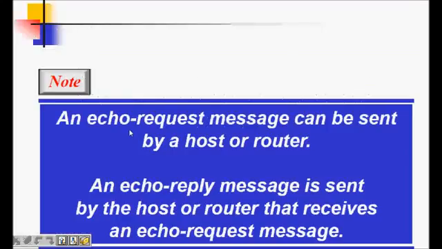Now we will look at the query messages. This will be in our next lecture. We will learn about the ICMP query messages that are used for debugging and error handling purposes. I hope you understand this. Thanks a lot.